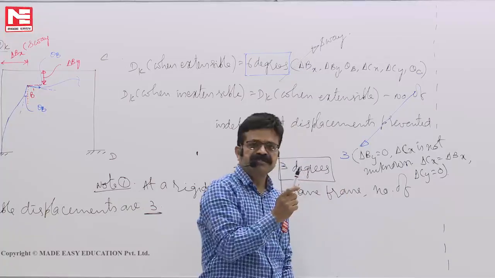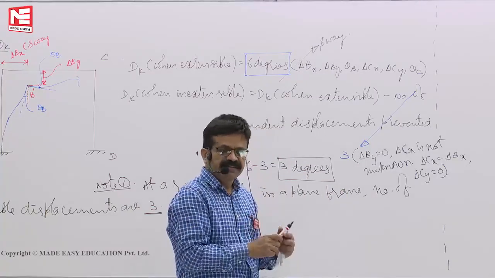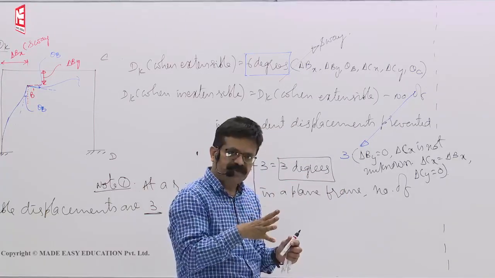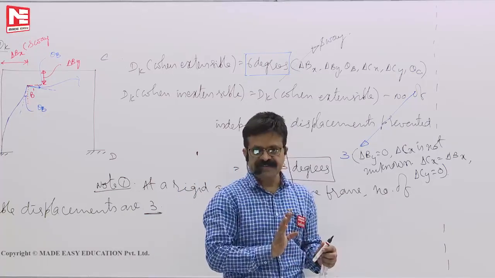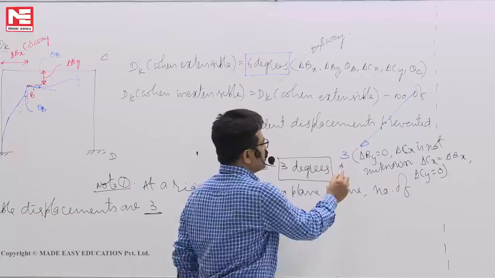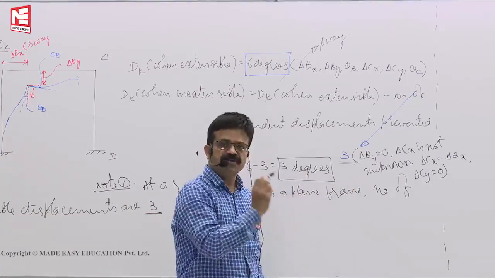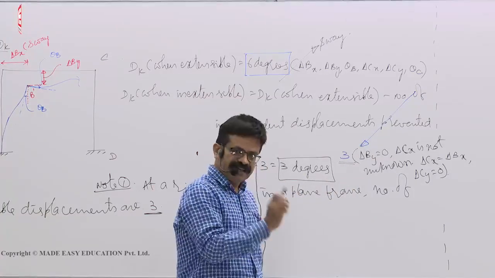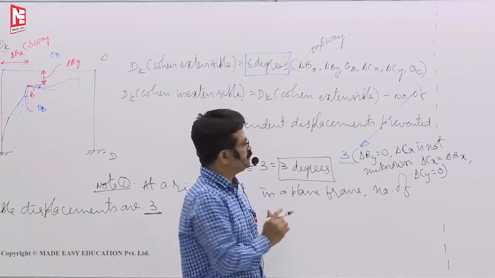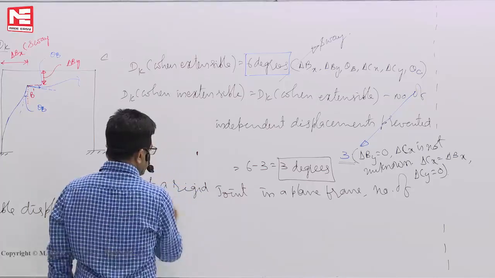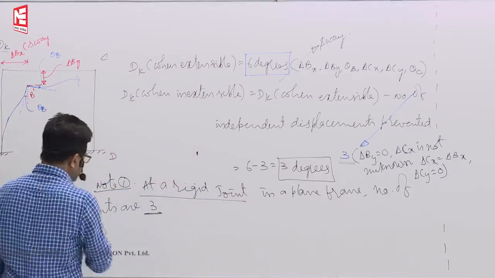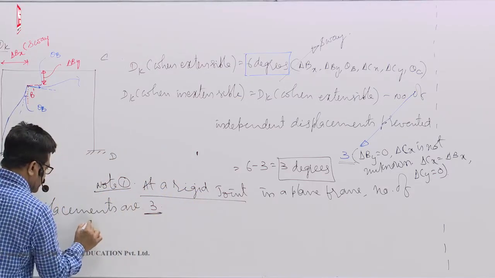That means if the members are axially rigid, some of the displacements will be 0, some of the displacements are not unknowns, they are known quantities. Like that it will happen in the process. 3 are known displacements, meaning either 0 or we know its value. So 6 minus 3, 3 degrees. So at a rigid joint in a plane frame, number of possible displacements are 3.